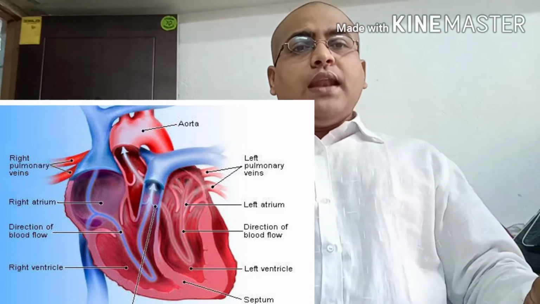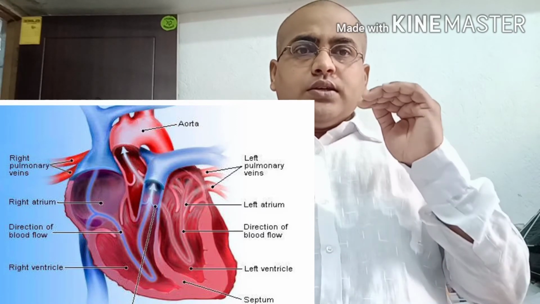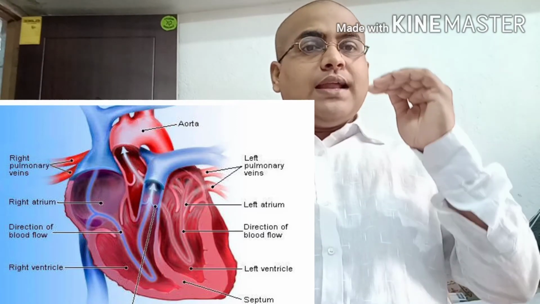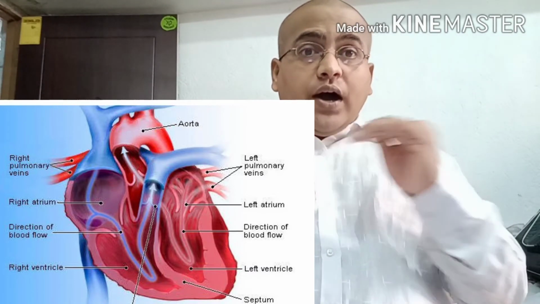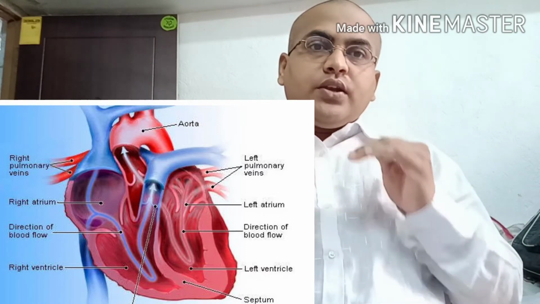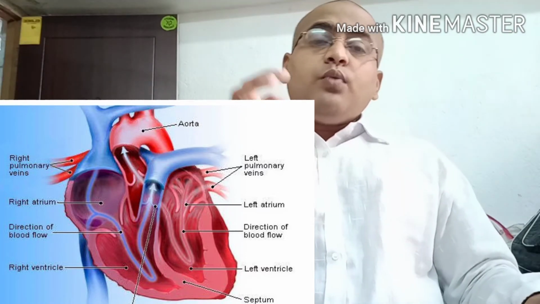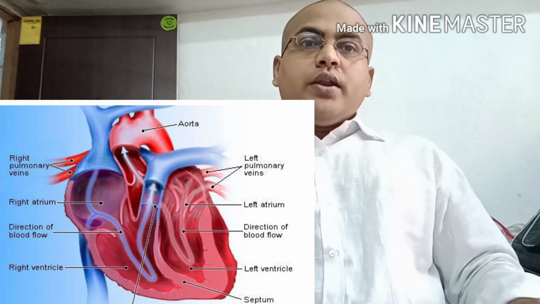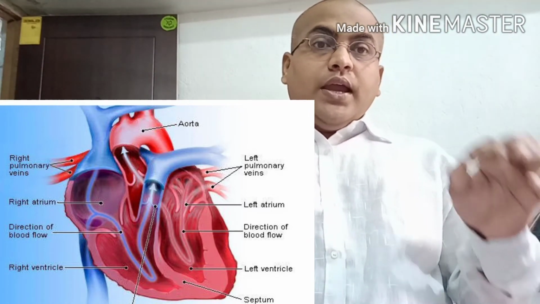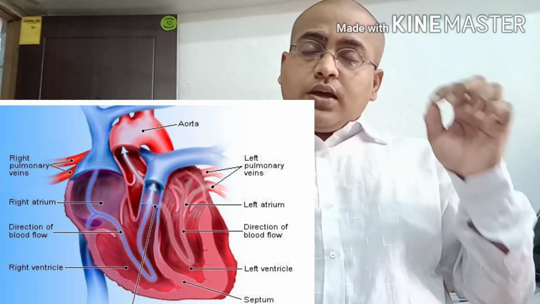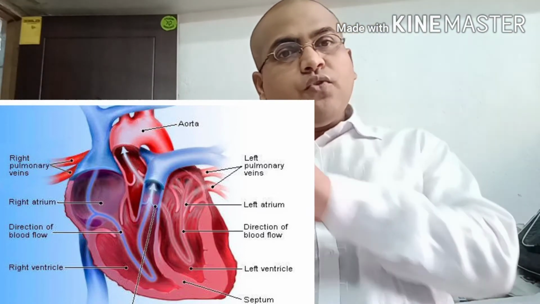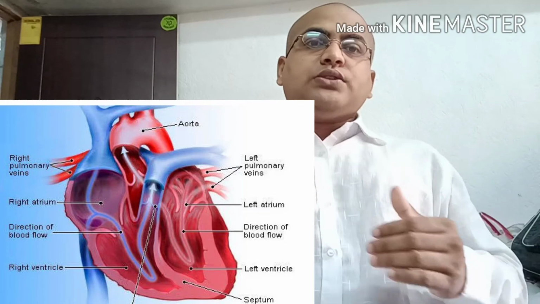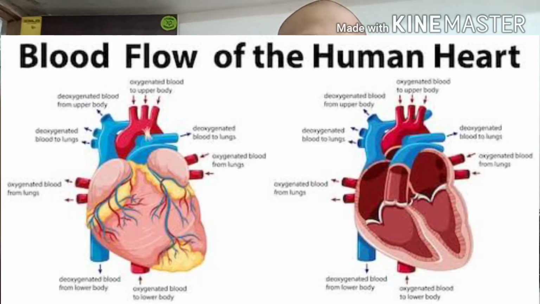Between the left auricle and left ventricle there are valves. These valves are like doors which open only on one side, meaning they allow blood to flow from the left auricle to the left ventricle. They will not allow the blood to go back to the left auricle from the left ventricle. So the flow is only in one direction. Same in the case of the right auricle and right ventricle; there are valves present.